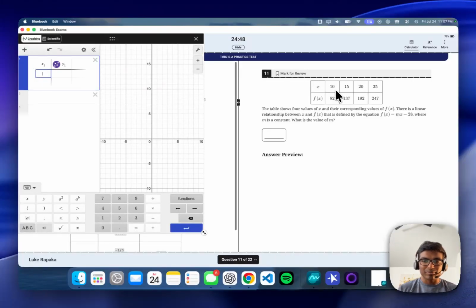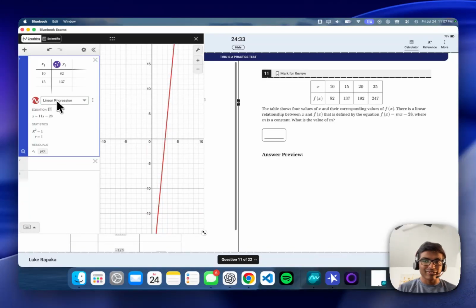First thing I'm going to do is plug in all these values: 10, 80, 82, 15, 137. You really only need two of these because it's linear, so it goes down by the same amount, right? Then we type in linear regression. You'll see that the y-intercept of -28 matches up, and it automatically gives us the slope. So m equals 11. Pretty easy, just a Desmos hack there.